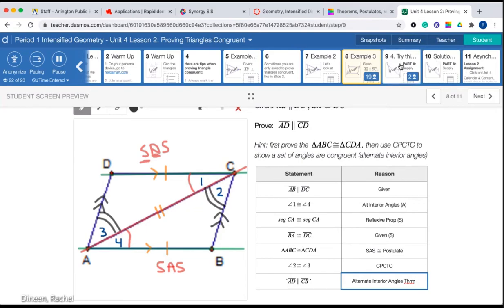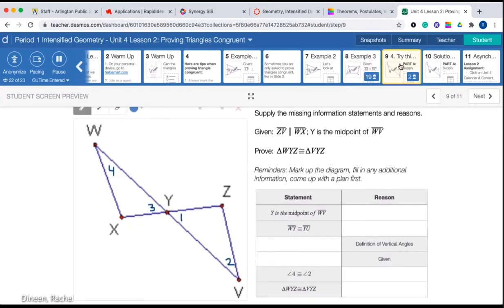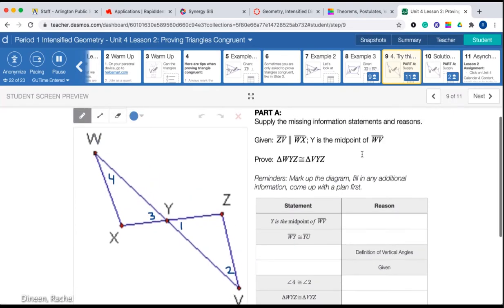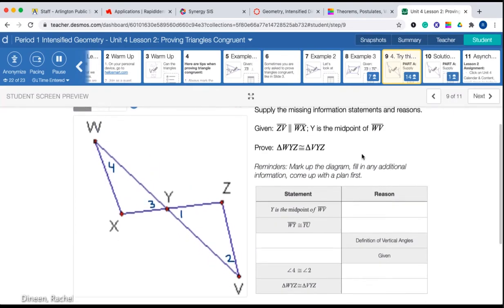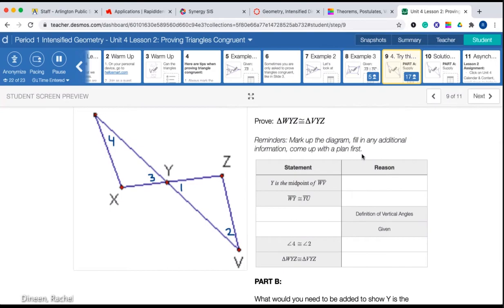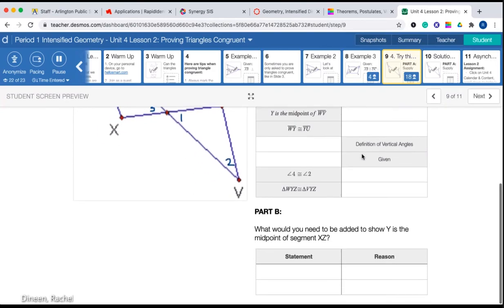All right, go ahead to slide 9, and you are going to fill in the proof, and you're going to check your answers on the next slide. So first you are proving that the triangles are congruent. Then what additional information would you need to show that Y is the midpoint of segment XZ?